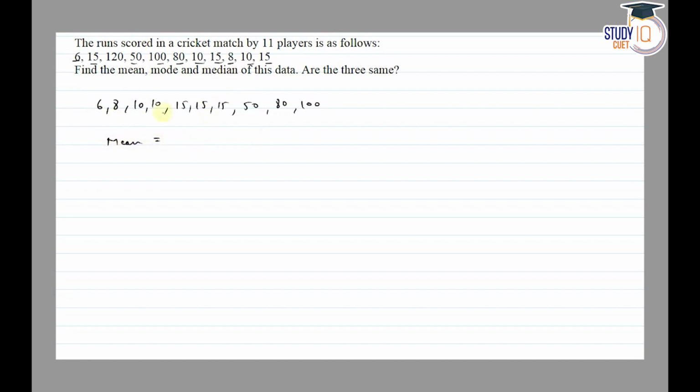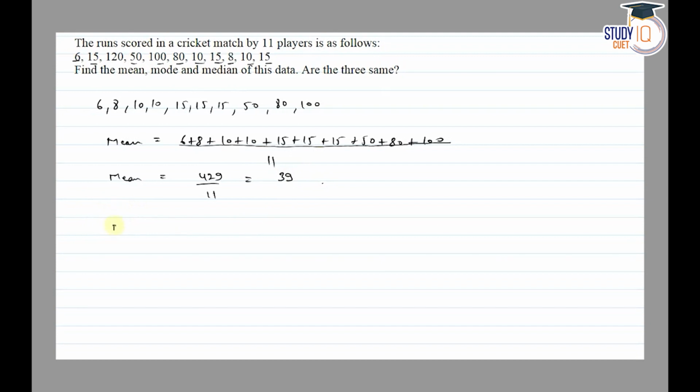Mean is equal to sum of observations upon number of observations. So 6 plus 8 plus 10 plus 10 plus 15 plus 15 plus 15 plus 50 plus 80 plus 100 upon 11. So ये हमारे पास 429 upon 11. So ये mean हो जाएगा हमारे पास 39.